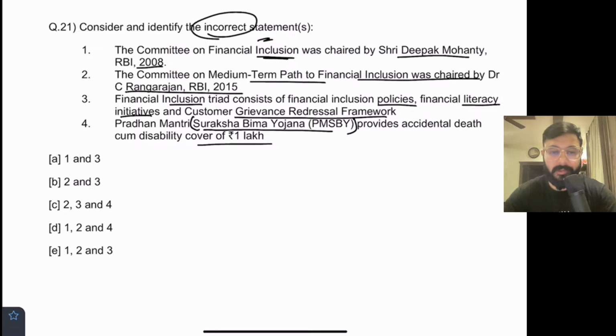मुश्किल क्वेश्चन है क्योंकि कमिटीज के चेयरमैन कौन है नाम याद नहीं रहते हैं. मैं आपको बता देता हूँ. कमिटी ऑन फाइनेंशियल इंक्लूजन रंगराजन थी. ओके. कमिटी ऑन मीडियम टर्म पाथ टू फाइनेंशियल इंक्लूजन दीपक मोहंती. ये चेंज किया है.